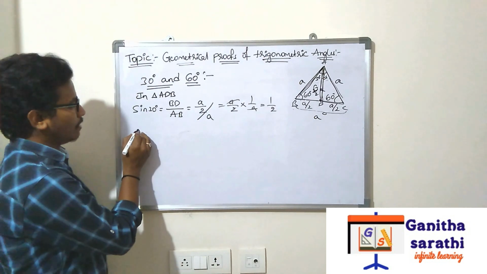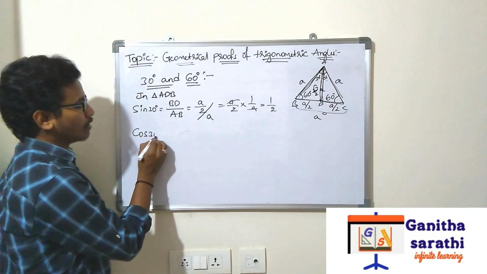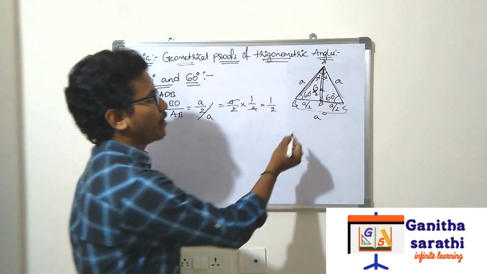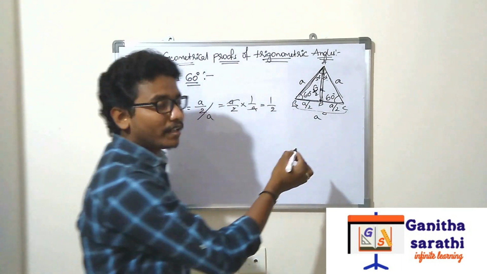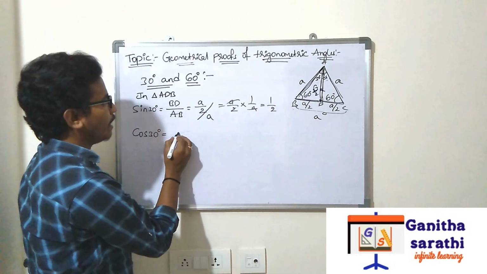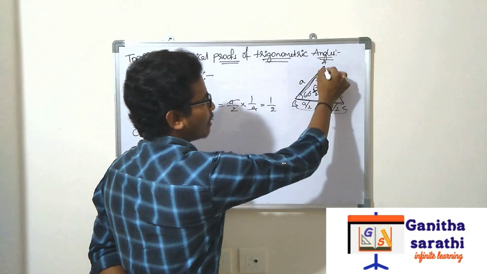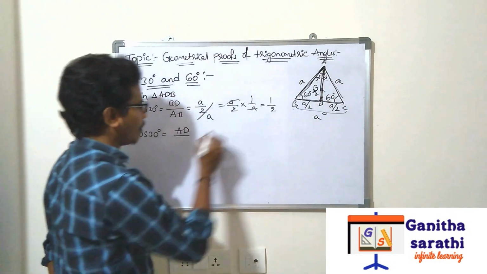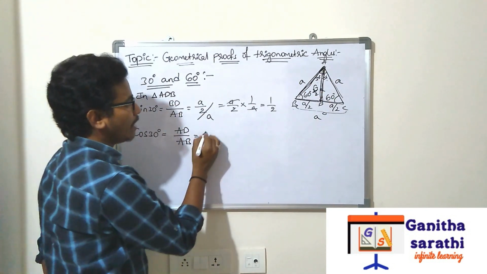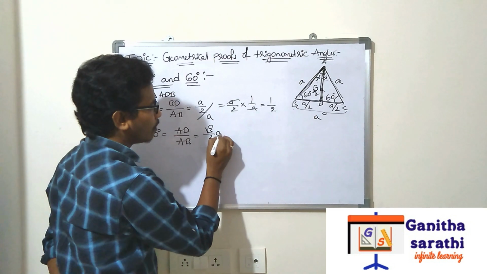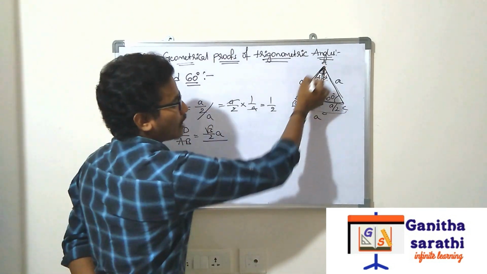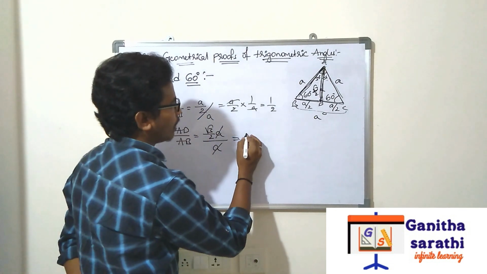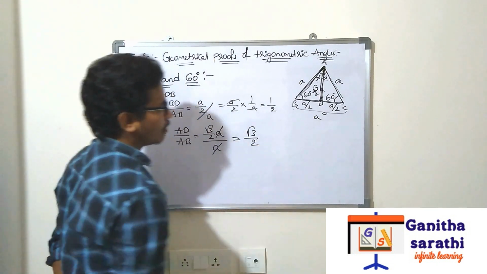Next, cos 30. What is cos formula? Adjacent side by hypotenuse. What is adjacent side here? Adjacent side is BD. Sorry. What is adjacent side here? AD. By hypotenuse is what here? AB. What is AD value? Root 3 by 2 A by what is AB value? A. You can cancel A and A. So it will become root 3 by 2.